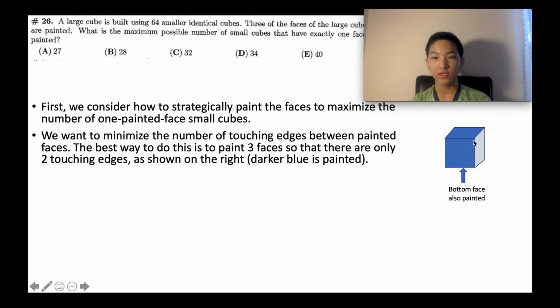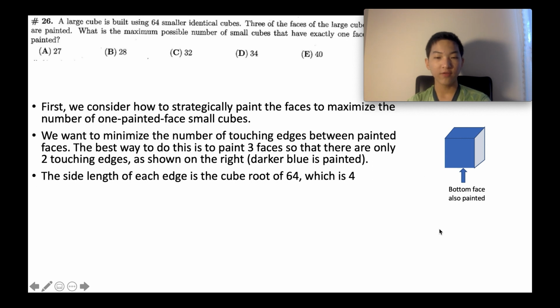So the best way to do this is so that there are only 2 touching edges, as shown on the right. So there are really only 2 possible ways to paint a cube. The other one being that instead of painting this bottom face, which isn't shown, we paint this face on the side. However, if we were to do this combination instead, we would have 3 touching edges, one here, and one here. And that's obviously very undesirable, because we want to minimize the number of touching edges.